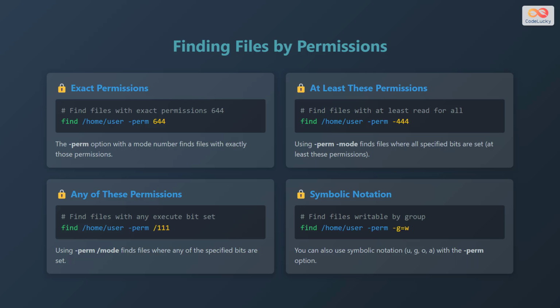To find files with any of the specified bits set, use the slash symbol / before the mode. For example, find /home/user -perm /111 will find files where any execute bit is set.